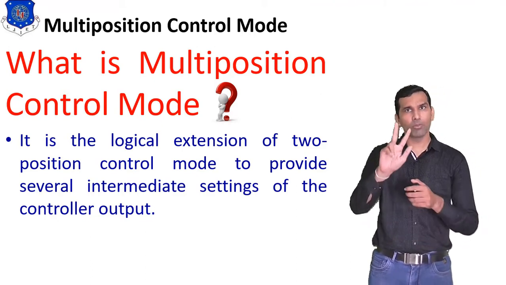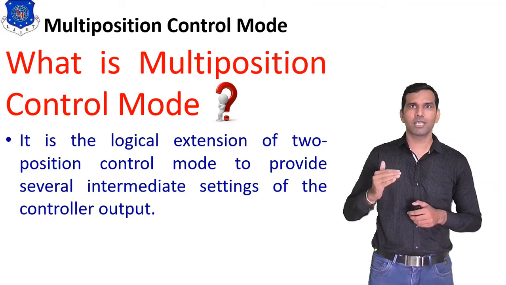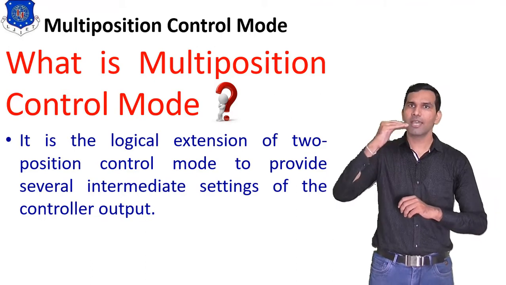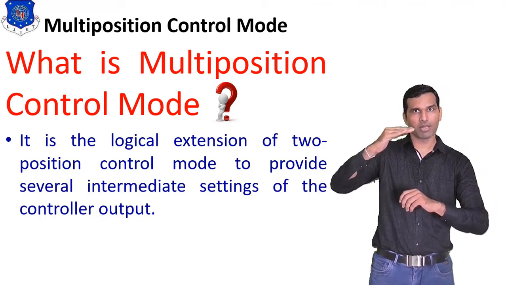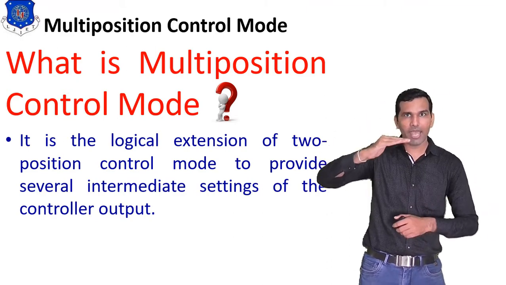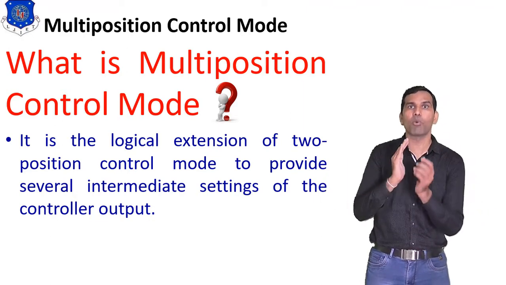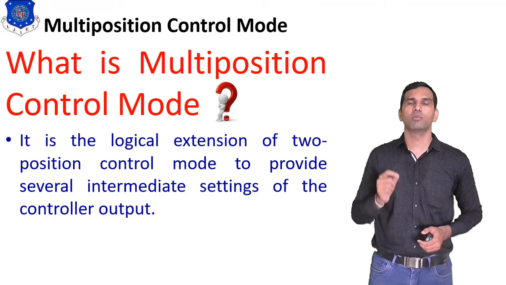That means in a two-position control mode, only two positions are given, that means one is on and the second is off. Here there are multiple positions available. That means in between the on and off we have multiple positions. That is called an intermediate position. This is possible in this multi-position controller.